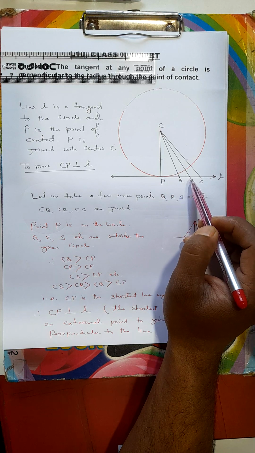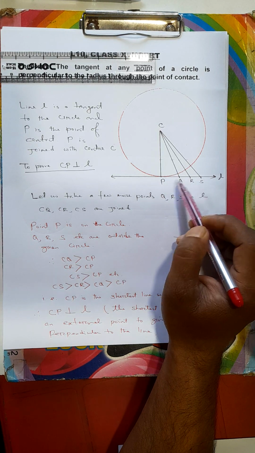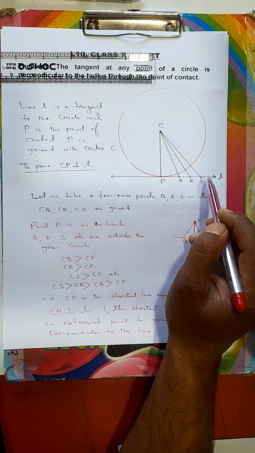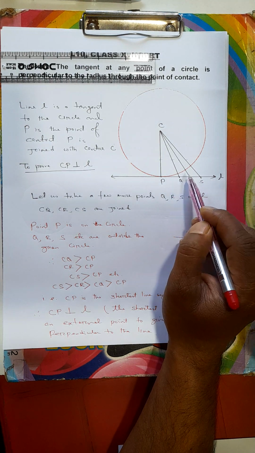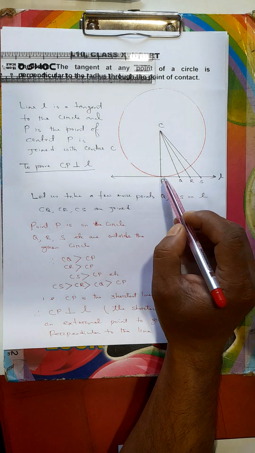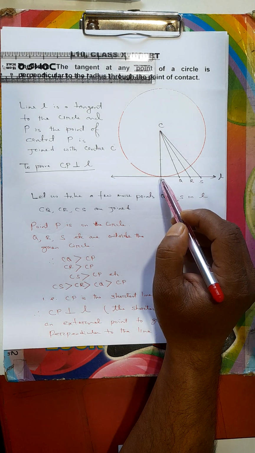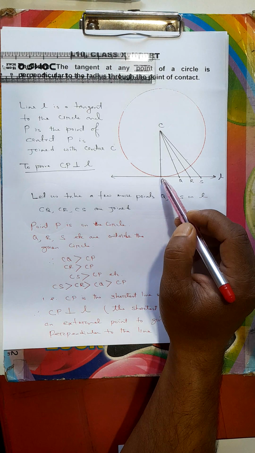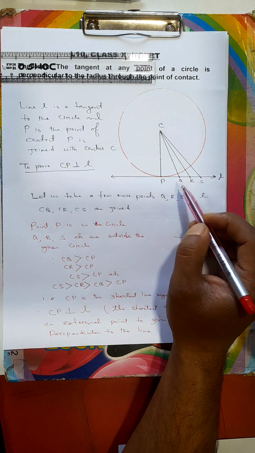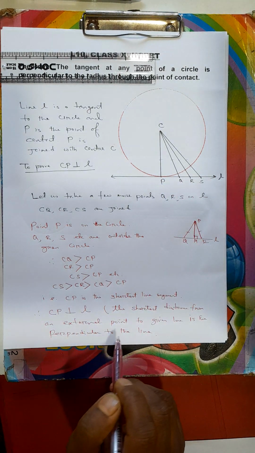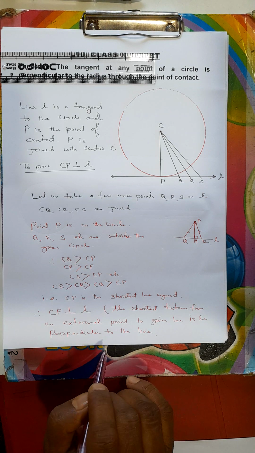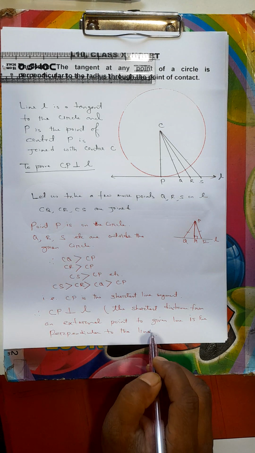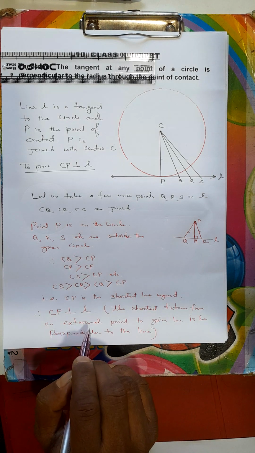Other points Q, R, S, if you take some other points on this line L, you find that all other points will be outside the circle. Only the point P is on the circle. So obviously CP is the shortest. So the shortest distance from an external point to a given line is the perpendicular to the line. So we call CP perpendicular to L.